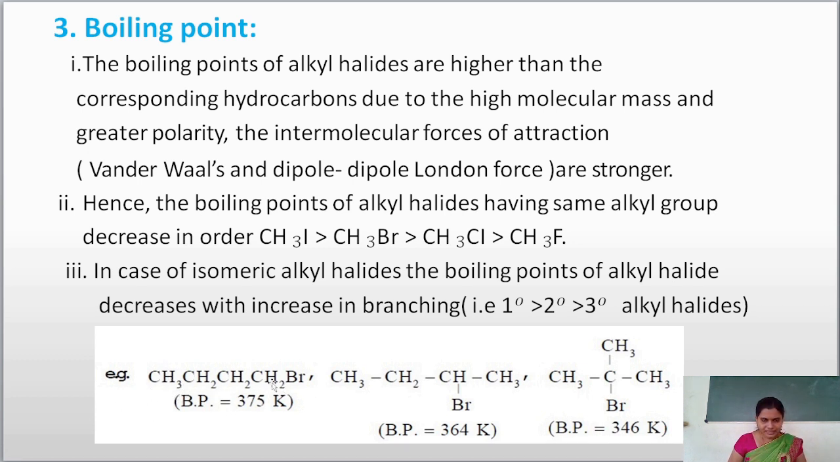This is the straight chain compound, bromobutane, whose boiling point is 375 Kelvin. Now in this example we take isobutyl bromide, and because of branching here, the boiling point decreases to 364 Kelvin. And this is tertiary butyl bromide, and because of more branching here also the boiling point decreases. So the boiling point decreases when the branching increases.